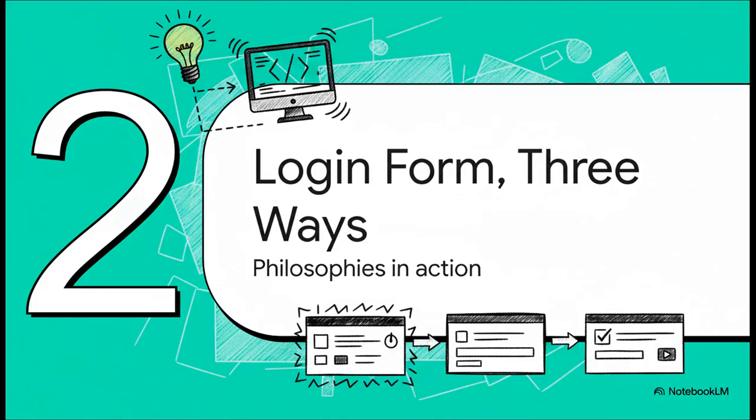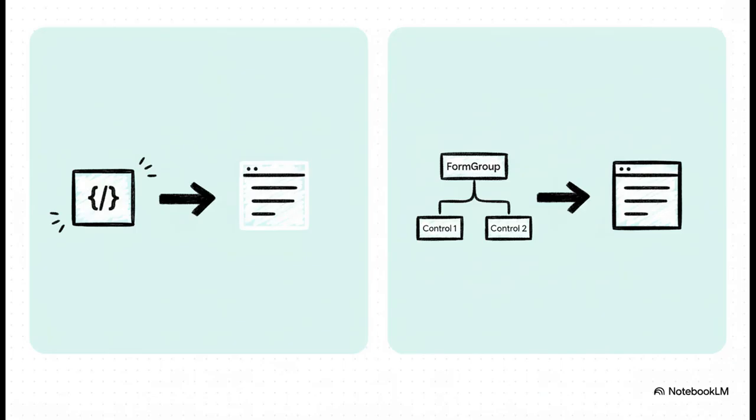Look, theory is one thing, but seeing the code? That's where it all clicks. So to really get a feel for these different approaches, we're going to build a simple login form using all three methods. Seeing them side by side is going to make the differences pop. Let's start with the logic in the component file. On the left, with Signal Forms, notice how we start with the data, just a simple signal that holds our email and password. The form is then created based on that model.